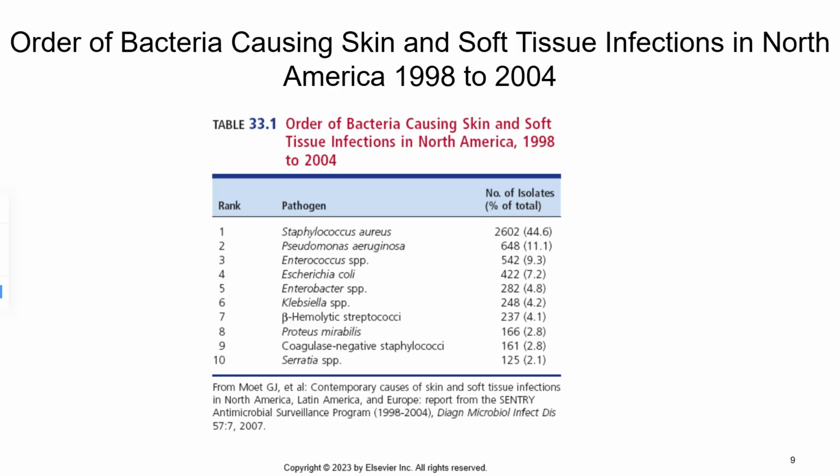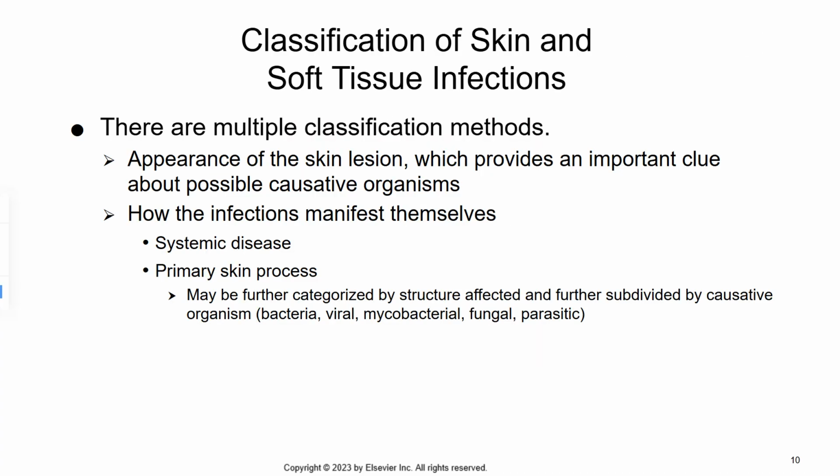There are multiple classification methods: the appearance of the skin lesion, which provides an important clue about the possible causative organism, and how the infections manifest themselves. So, systemic disease or primary skin process may be further characterized by structure affected and further subdivided by causative organism: bacterial, viral, mycobacterial, fungal, and parasitic.